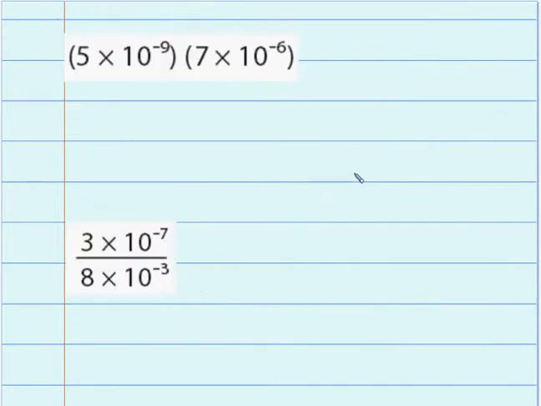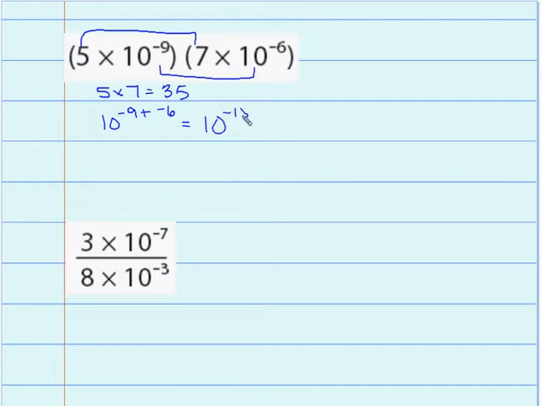Okay, two more. Again, we group the numbers together. 5 times 7 is 35. And then take your powers of 10. 10 to the negative 9th plus, because we are multiplying, negative 6 equals 10 to the negative 15. So if I write this, I get 35 times 10 to the negative 15.